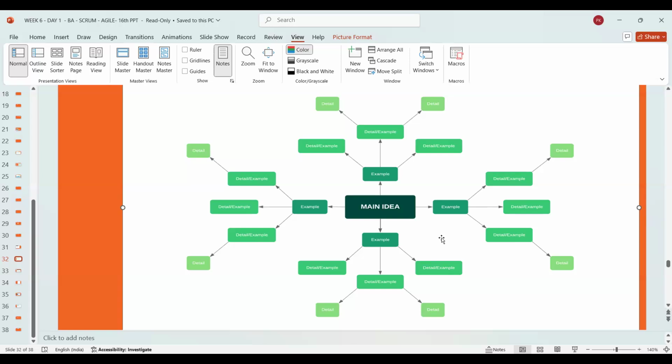Does everybody understand the word brainstorm? When you want to have multiple ideas, when you want to have multiple solutions, that is the time you use this, and it is really very interesting.